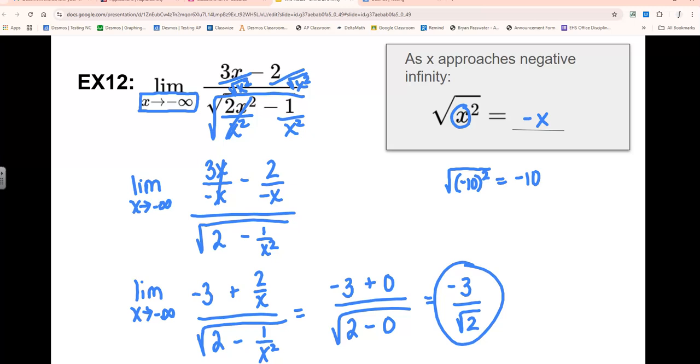So if it's positive in the square root, it's just a regular number. It's just going to be like your square root of x squared just equals x, which is what we would normally think, but it switches if x approaches negative infinity, and we have to replace it with a negative x.